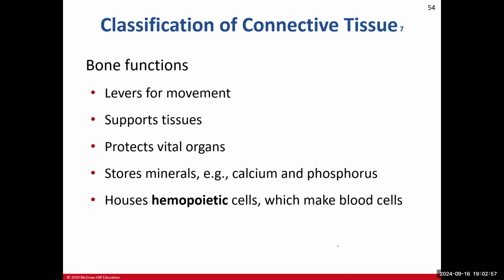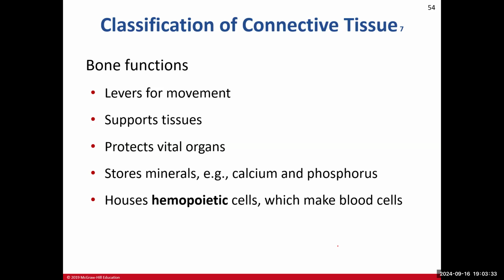So when we're looking at connective tissue for bone, the functions, a couple of these up here, we know this one protects vital organs. We know what our bones do in our rib cage and our skull and our spine. The skull protects the brain. The spine protects the spinal cord. But they're also levers for movement, because your bones have skeletal muscles that attach to them. When those skeletal muscles contract, they'll start to move the bones, and so they act as a lever here.